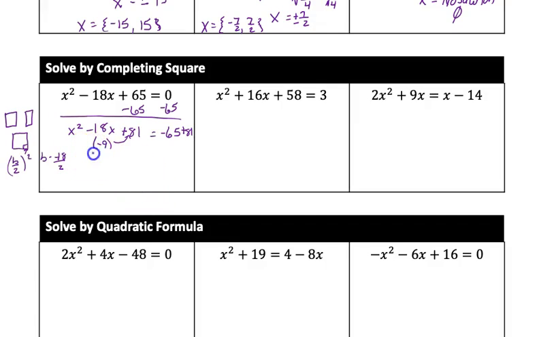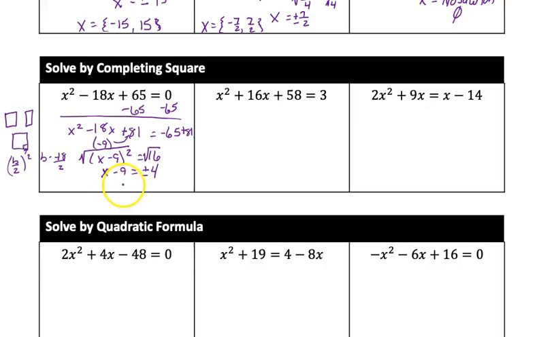Now this will turn into x minus 9 squared equals, well, 81 minus 65 is 16. So again, if I think about this trinomial, I was looking for two numbers that multiply to positive 81 and add to negative 18. That would be negative 9. So this would be like saying x minus 9 times x minus 9. Now, because I have one factor raised to the power of 2, I'm going to undo this with a square root. So now I have x minus 9 equals, we took the square root, so it's going to be both the positive and the negative 4.